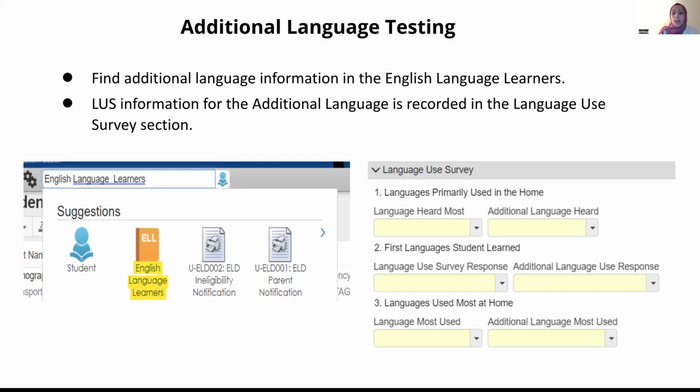We had guidance from ODE to go ahead and test those students with the additional language. And that's why we started the spring testing for the students who have additional language responses in their LUS. Any questions? Then to address some of the students that we are currently testing right now with this additional language.